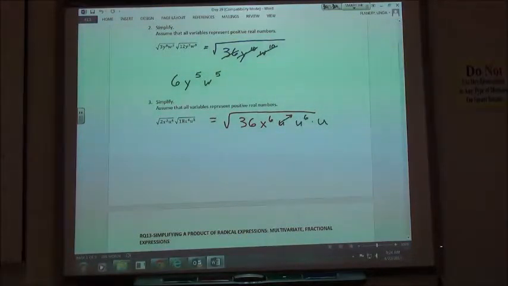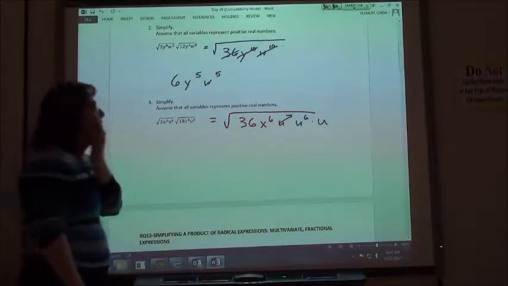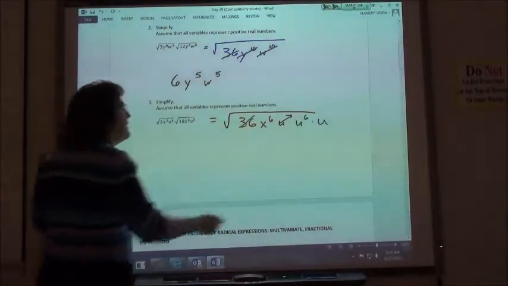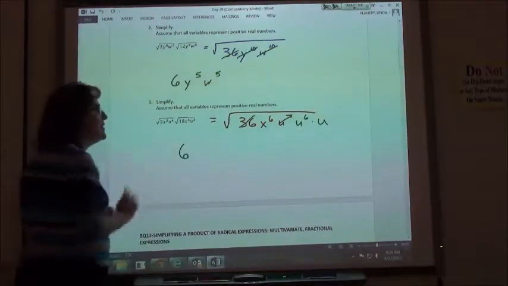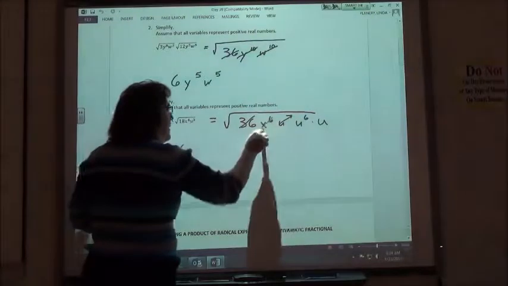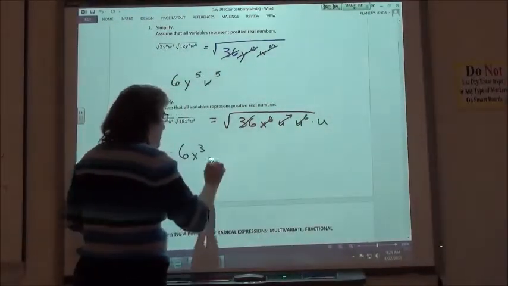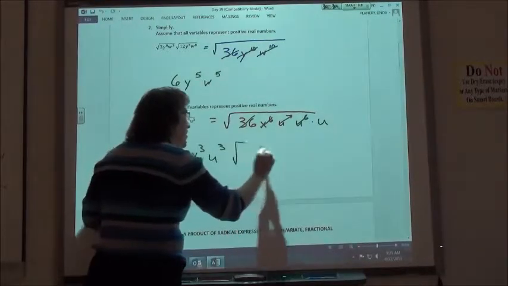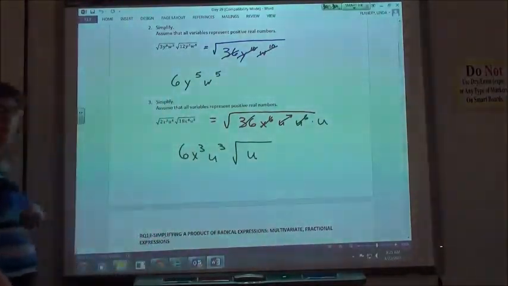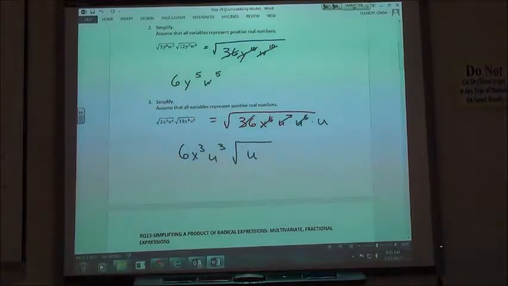So now if I take out my perfect squares, I can take out 36. Square root of 36 is 6. X to the 3rd. U to the 3rd. And left under the radical, square root of u. So 6x to the 3rd, u to the 3rd, square root of u would be my answer.